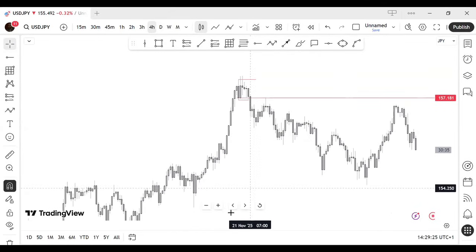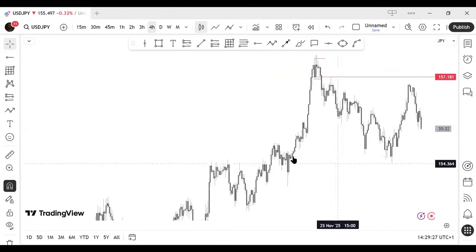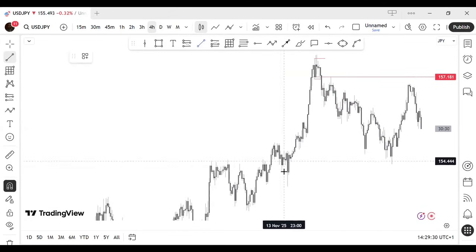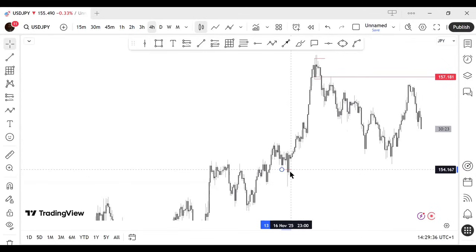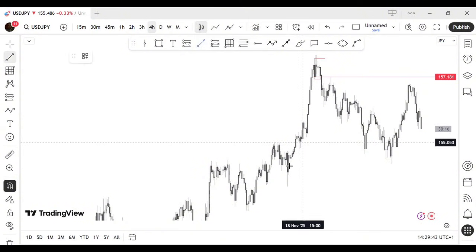Now let's look for the buy side. Let's look at this area as well. You can see very clearly here, we had a sweep of liquidity. I'm trying to make it more perfect so you can see it very clearly. So on this particular area, right here, we had a sweep of liquidity.